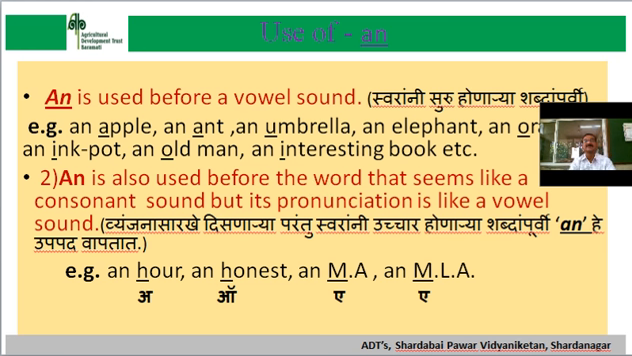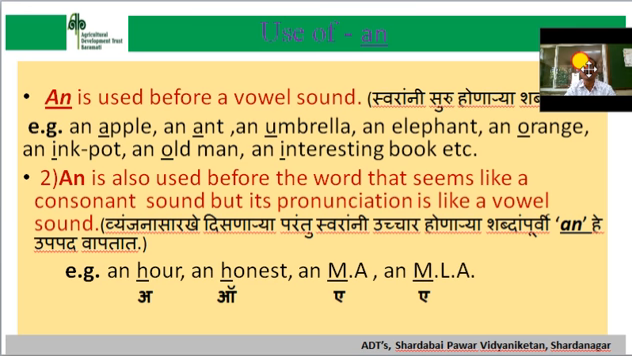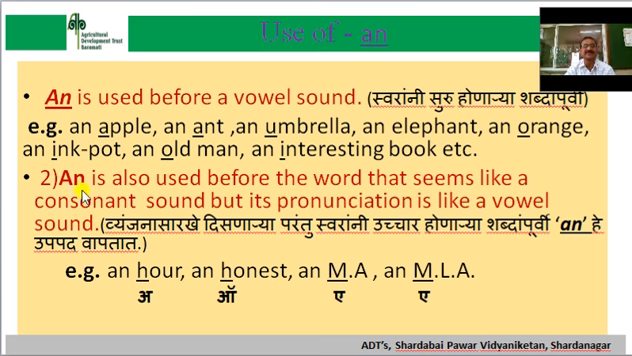Now we will see the use of indefinite article an. An is used before a vowel sound. For example, an apple, an ant, an umbrella, an elephant, an orange, an inkpot, an old man, an interesting book, etc. All these words start with a vowel sound. That's why an is used before them.